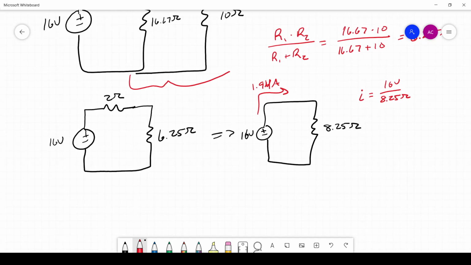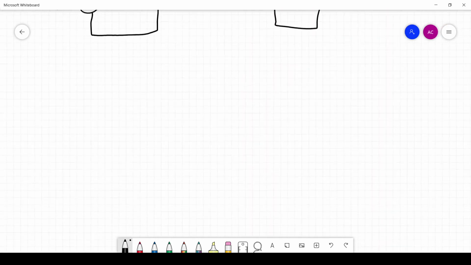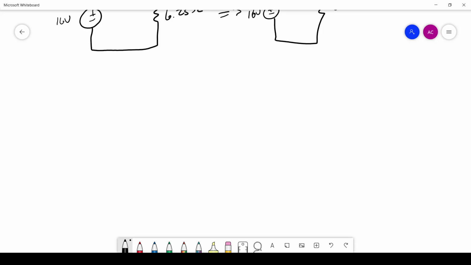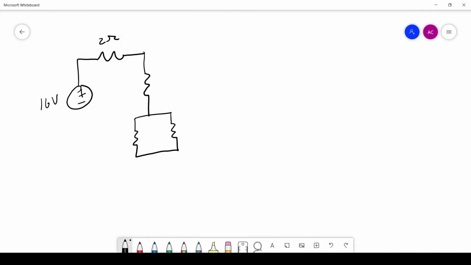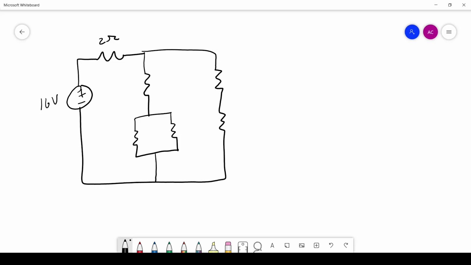So 1.94 amps. So now I'm going to rewrite this circuit from the very beginning. Okay, so that's way too big. I don't want to take up all the space. So plus minus 16 volts, 2 ohm resistor. Oh, I forgot, it's a little more complicated than that now. All right, so this is the circuit that we started with, and this is 10 ohms, 20 ohms, 10 ohms, 4 ohms, and 6 ohms.